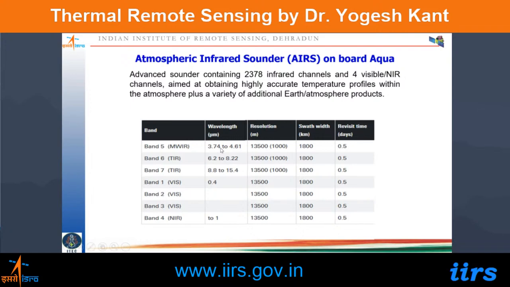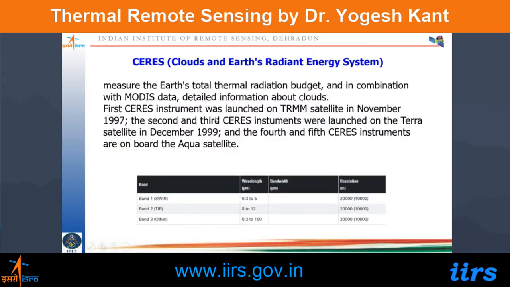Then especially for the cloud and radiant energy system, the CERES, the Clouds and the Earth's Radiant Energy System. It measures the total thermal radiation budget, and it also has an 8 to 12 micrometer thermal infrared band, which is devoted to the surface thermal radiations.